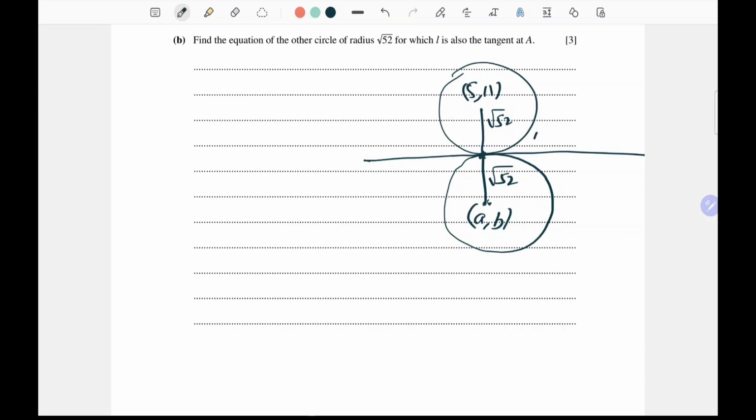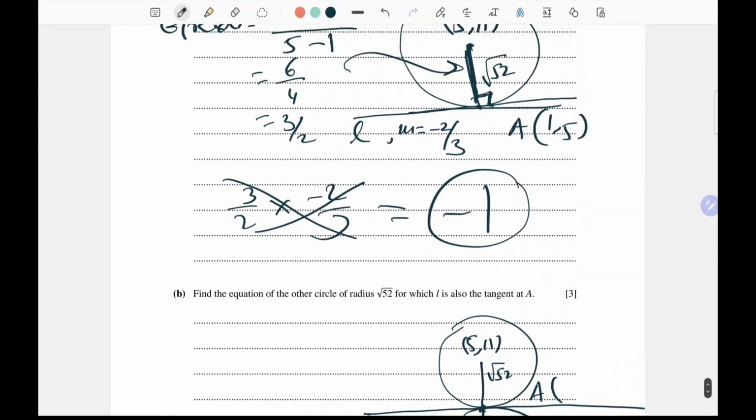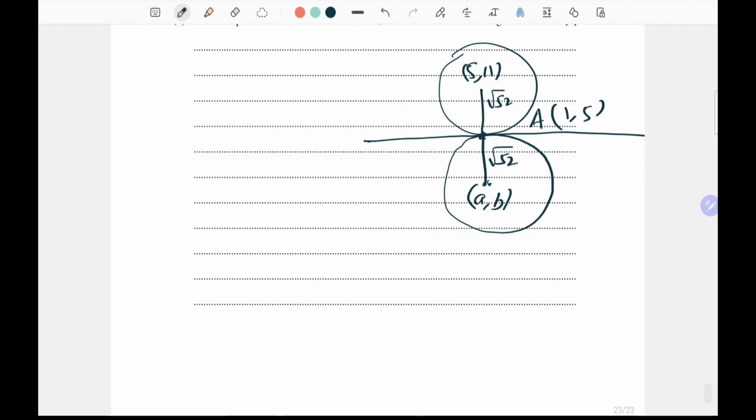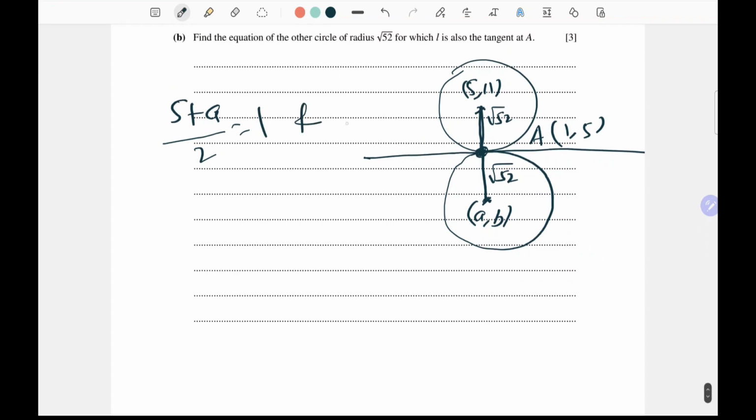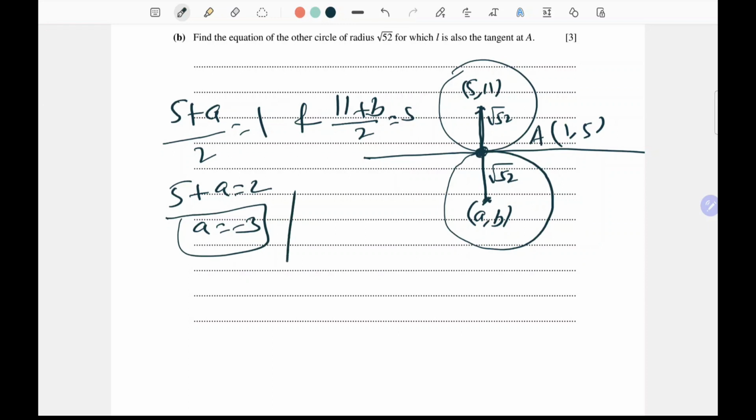But this point A we have. What's that? 1, 5. My dear, please check. This length and this length is same. It means this point A is the midpoint of these two centers, right? So apply midpoint concept. So 5 plus A over 2, and midpoint is 1, and 11 plus B over 2, that is 5. Okay, so 5 plus A equals 2, A equals -3, and 11 plus B equals 10, B equals -1.